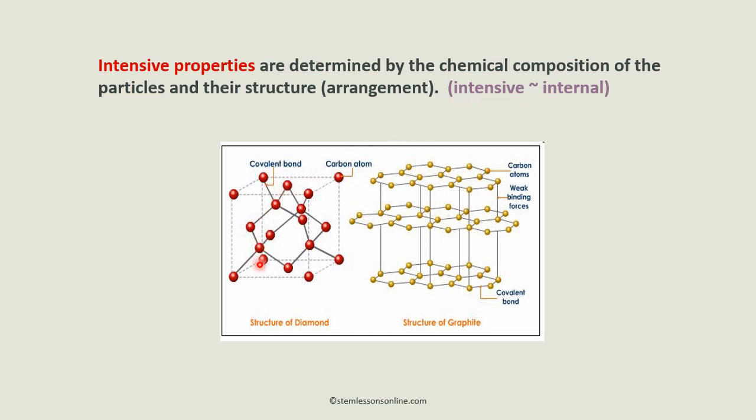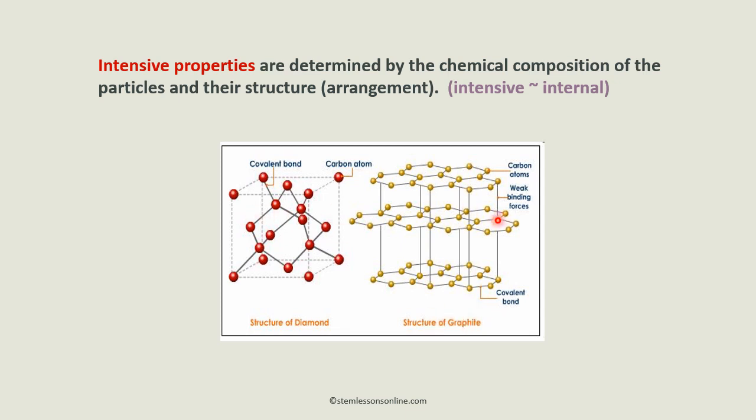So here you can see the different forms of carbon. This one is arranged in a different way from this one. This is layers, you can see hexagonal layers. This is called tetrahedral arrangement. Depending on that, this is diamond and this is graphite. So it depends on the arrangement.